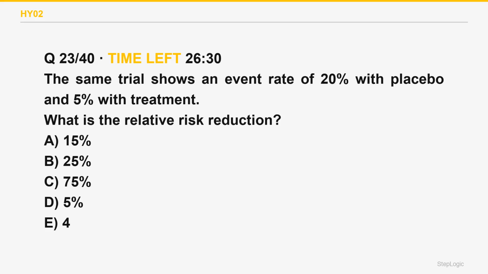What is the relative risk reduction? The same trial shows an event rate of 20% with placebo and 5% with treatment. Read the command: relative risk reduction, the absolute reduction as a fraction of the control rate.